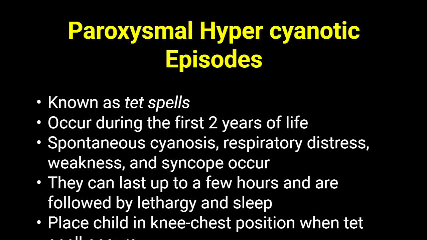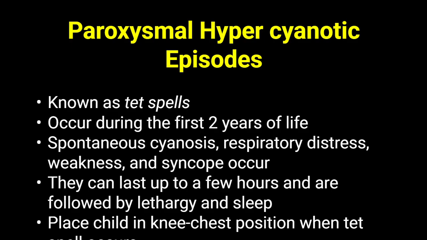They involve spontaneous cyanosis, respiratory distress, weakness, and syncope. They can last up to a few hours and are followed by lethargy and sleep. These are terrifying for parents. The critical nursing intervention: place the child in the knee-chest position. This increases systemic vascular resistance, which reduces the right-to-left shunt and forces more blood into the pulmonary artery.